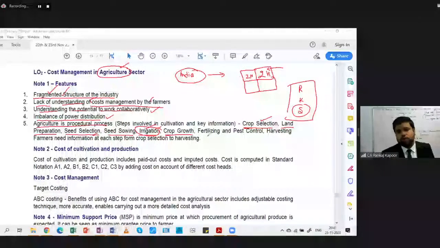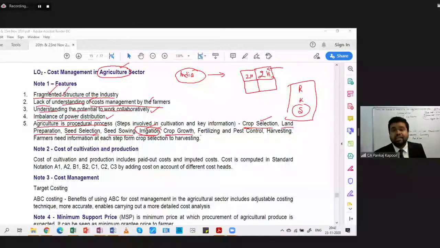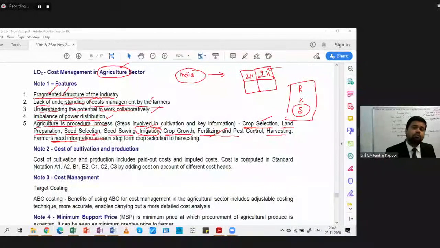The crop growth: the crop is growing, so you need to take care of its growth. And in order to attain the required growth, you will have to use fertilizer and pest control. The harvest is there at the end, and the farmer needs information at all these 8 phases. So these are very important pieces. One who is going to consult some agriculture or agro-based company must also be aware of these technical things. Only then can he advise the company.